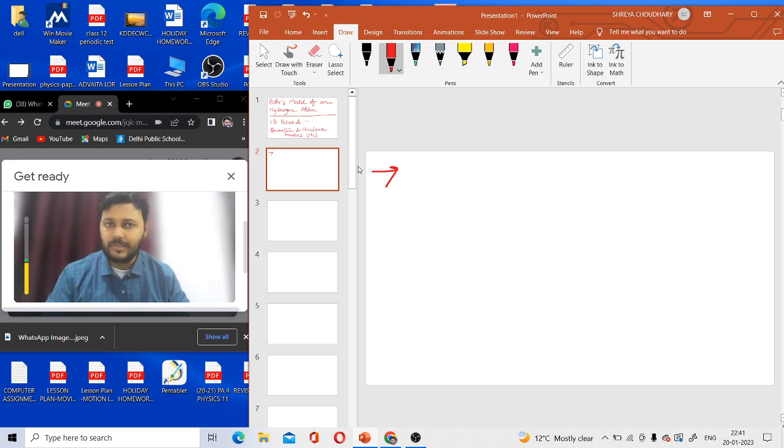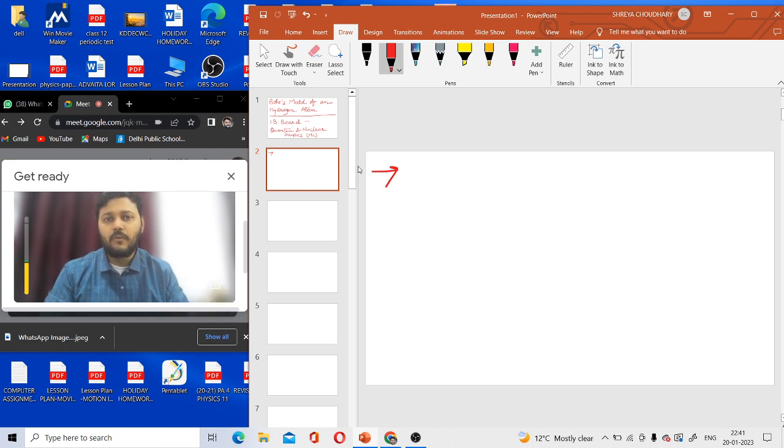The electron will be revolving around the nucleus, and the electron will be experiencing a centripetal force due to the nucleus. This centripetal force is provided by the electrostatic force which is acting between the nucleus and the electron. I am repeating again, the electron experiences a centripetal force which is provided by the electrostatic force acting between nucleus and electron.